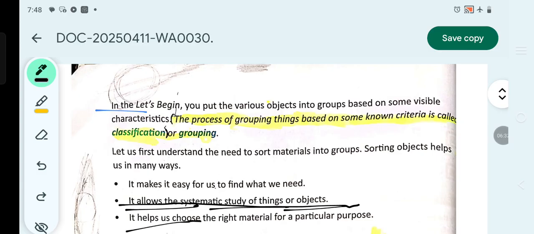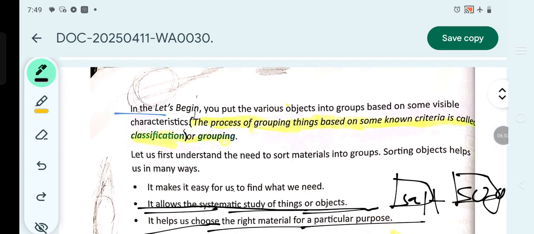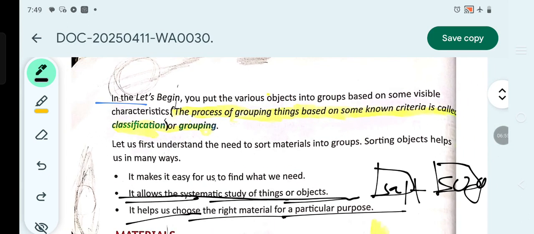It helps us to choose the right material for a particular purpose. Like, you need salt, but you use sugar. That's what classification basically is. You have to classify salt and sugar into two different boxes, or two different places where you can classify them.